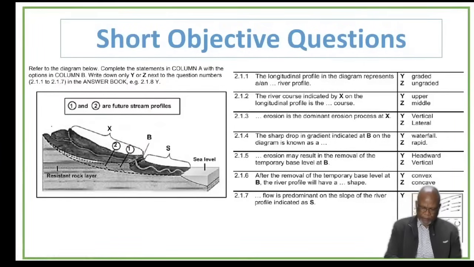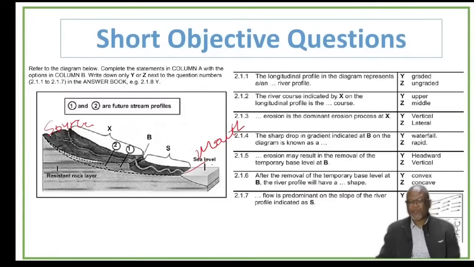It is a view of the river from this point that we call the source of the river, where the river originates, and the point where the river enters the sea, which is called the river mouth. So because you are looking at the river from that point to that point, we call it what? A longitudinal profile. It is the view of the river from the source to the mouth. We call it a longitudinal profile.